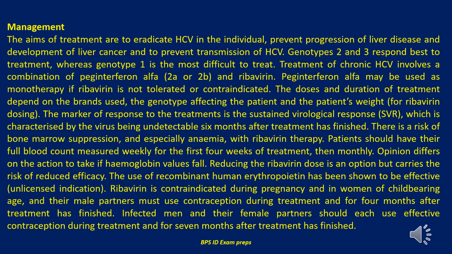Ribavirin is contraindicated during pregnancy and in women of childbearing age, and their male partners must use contraception during treatment and for 4 months after treatment has finished. Infected men and their female partners should each use effective contraception during treatment and for 7 months after treatment has finished.